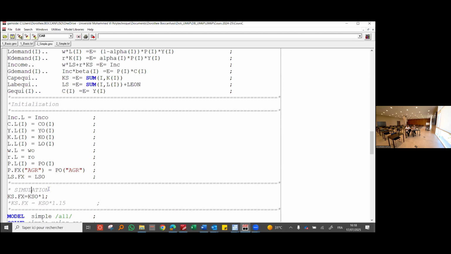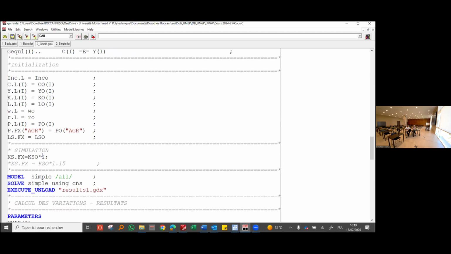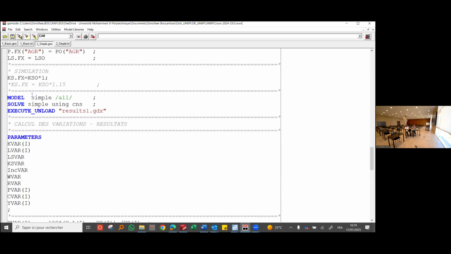Okay, and here it's a means to make a simulation. Here I multiply by 1, no simulation, but if I multiply by 1.15, it's like I have an increase of capital of 15%. That's the means to apply a simulation. Then here my model is ready. I have to give it a name. I call it simple, and I specify the equations that the model should consider to solve the model. Here we have all, that means all the equations that I have here should be used to find the solution.